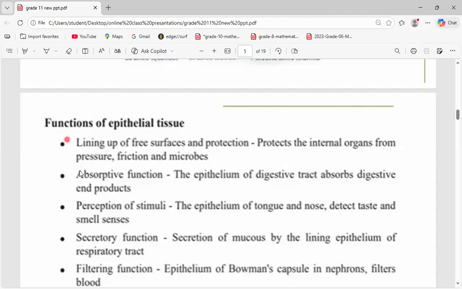So these are the main 5 functions of epithelial tissue. The main ones are protection, absorption, perception, secretory and filtering. These are the main 5 functions of epithelial tissue. Okay, write down quickly.